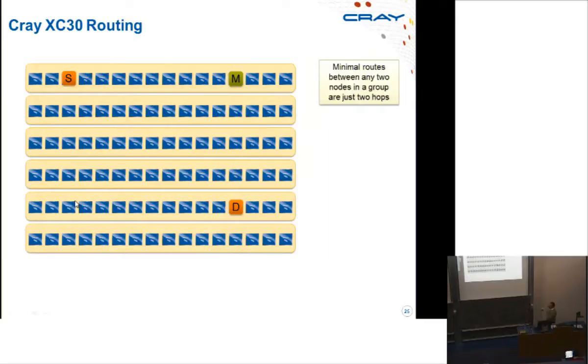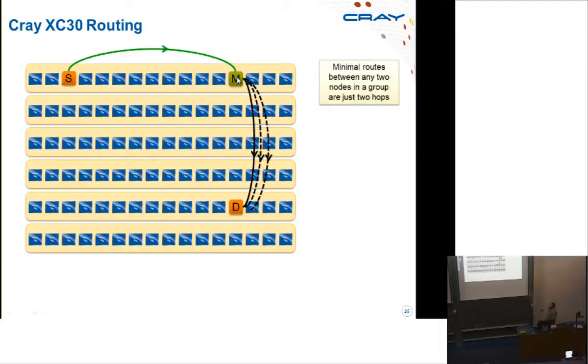So how does data travel between any 2 points on the rank 2 network? Say we have a source processor, or source Aries, that's sending data to a destination Aries. What we do is we find the minimal route between these two points. And this is always done rank 1 first, then rank 2. So the minimal route is a single Aries here.